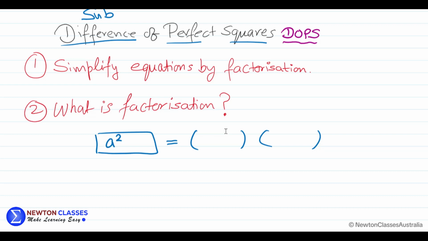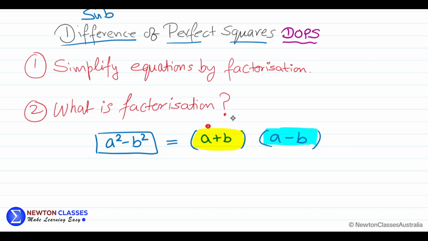So a square minus b square, where a square is a perfect square, b square also is a perfect square. If we factorize it into two parts, the answer would be a plus b, a minus b. So a plus b and a minus b are the two factors of the equation a square minus b square. Now once we get the factors, we can verify that we get the original equation by multiplying them again. It's pretty simple.